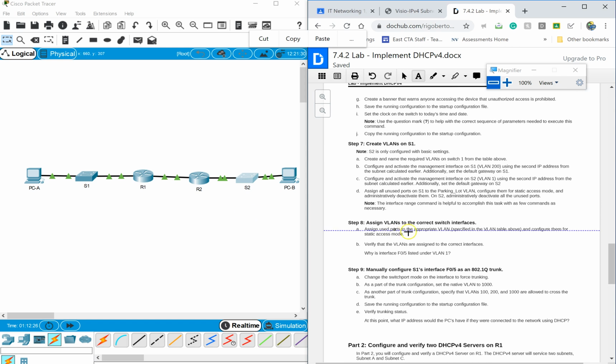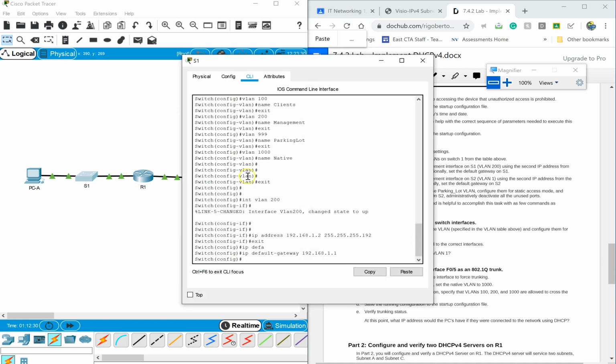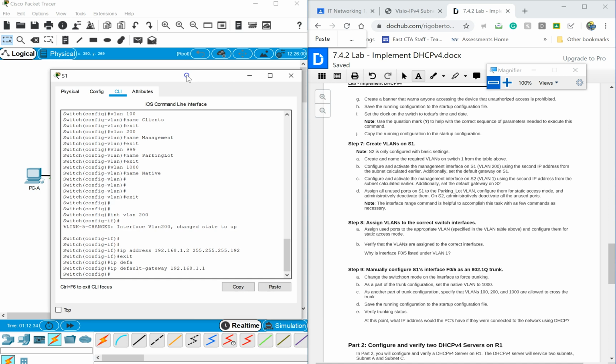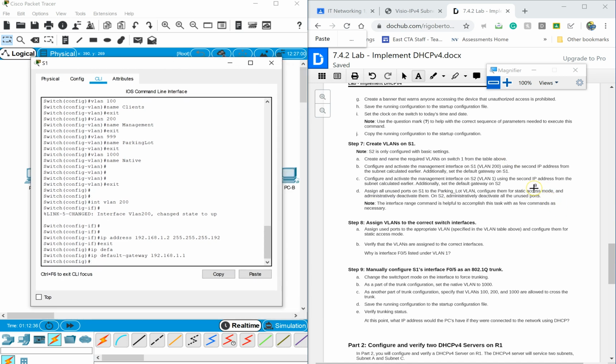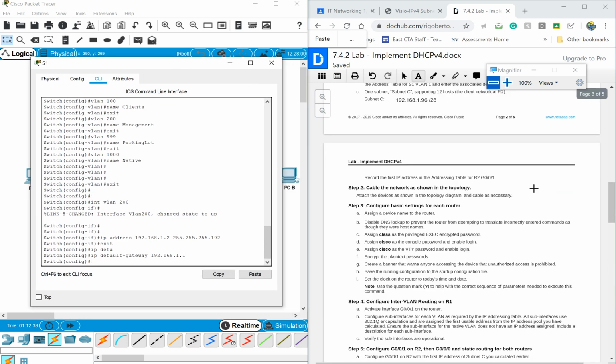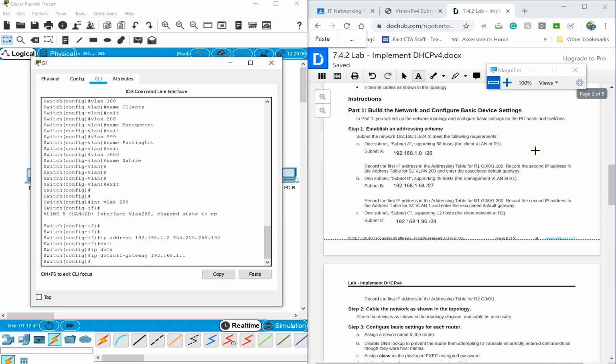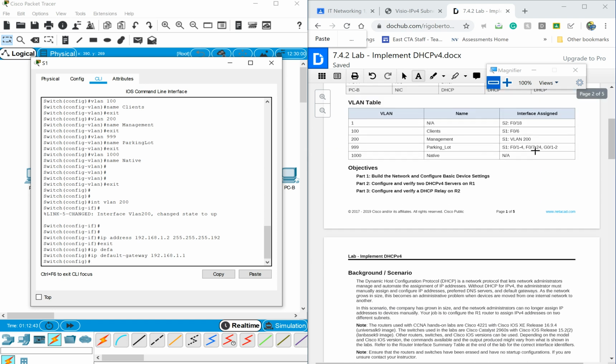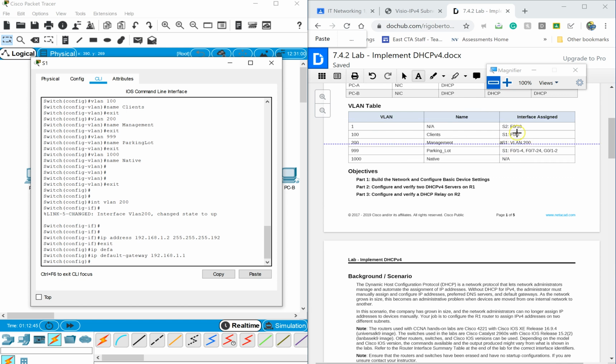Alright, so I'm going to do S1. And what I demonstrate on S1 is similar to what's going to happen on S2 as well. It says assign them to the appropriate VLANs on S1. This is a more important one because it's going to tell you which one's going to go to what VLANs, right? S1 is already on VLAN 200, so we don't care about that.